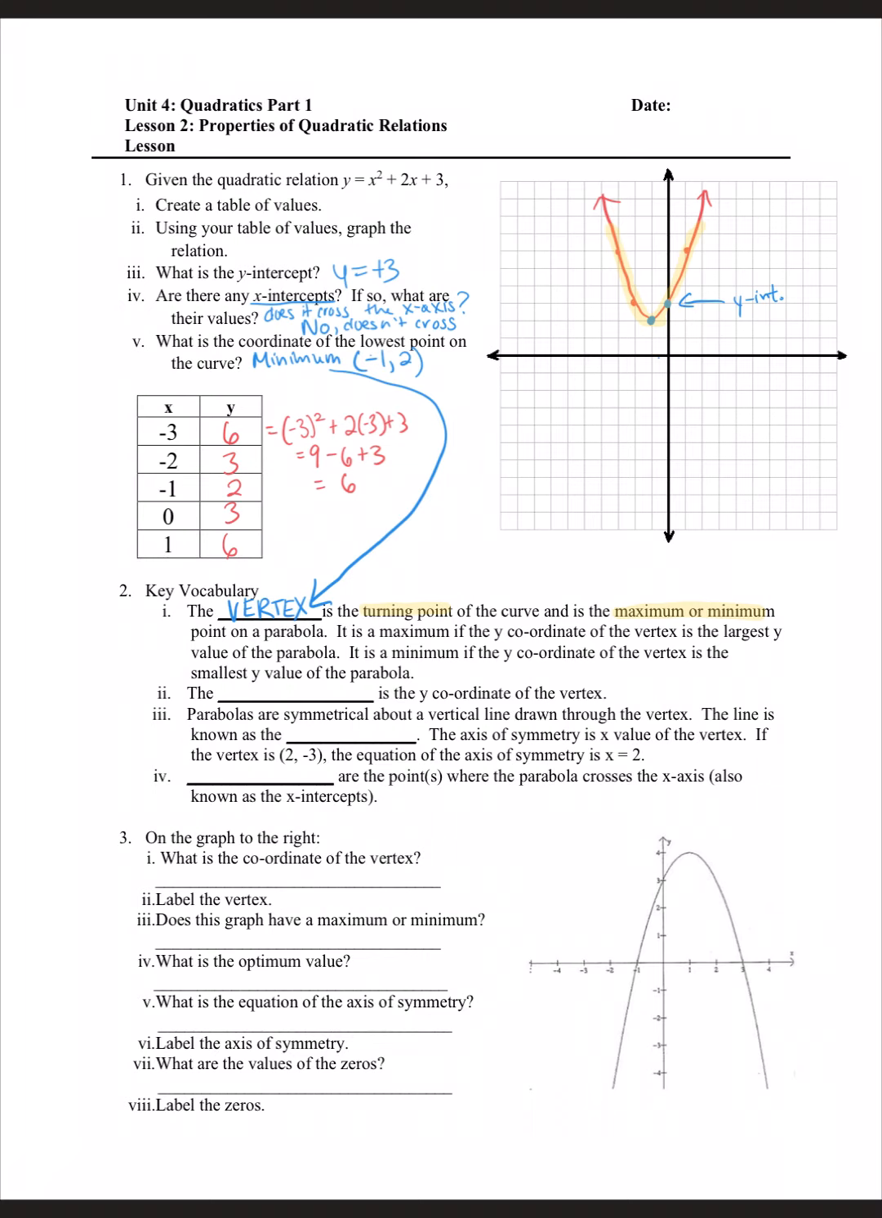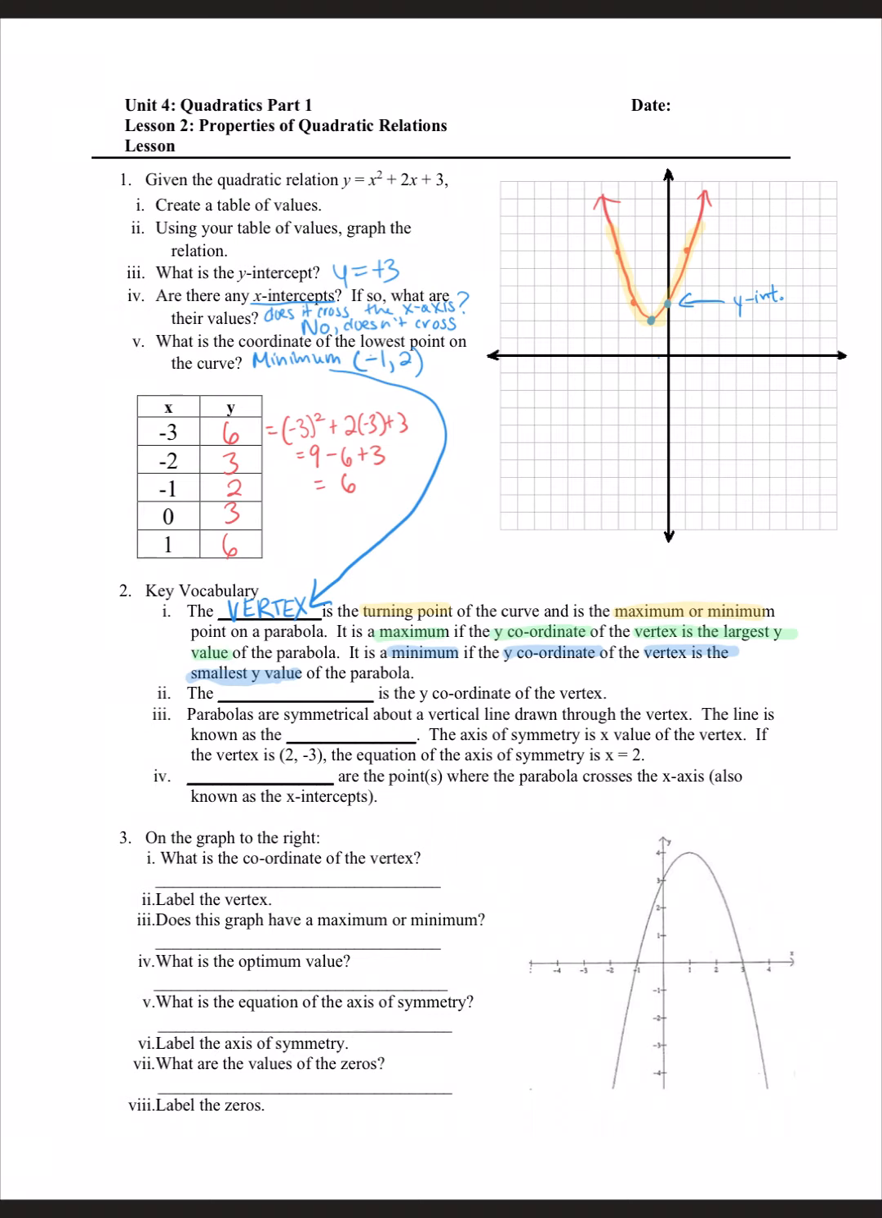You're going to have a maximum if the y-coordinate of the vertex is the largest y value of the parabola. Let's highlight that. It's going to be a maximum if the y-coordinate of the vertex is the largest y value on the parabola. You're going to have a minimum if the y-coordinate of the vertex is the smallest y value of the parabola. So you're not going to have both. You have to identify, do I have a maximum or do I have a minimum? Okay, in this case, our graph is showing that we have a minimum.